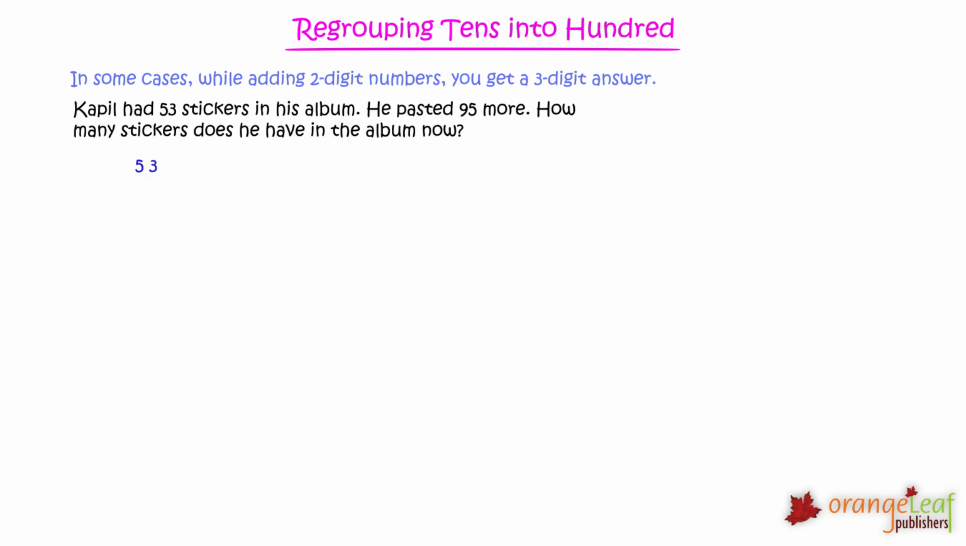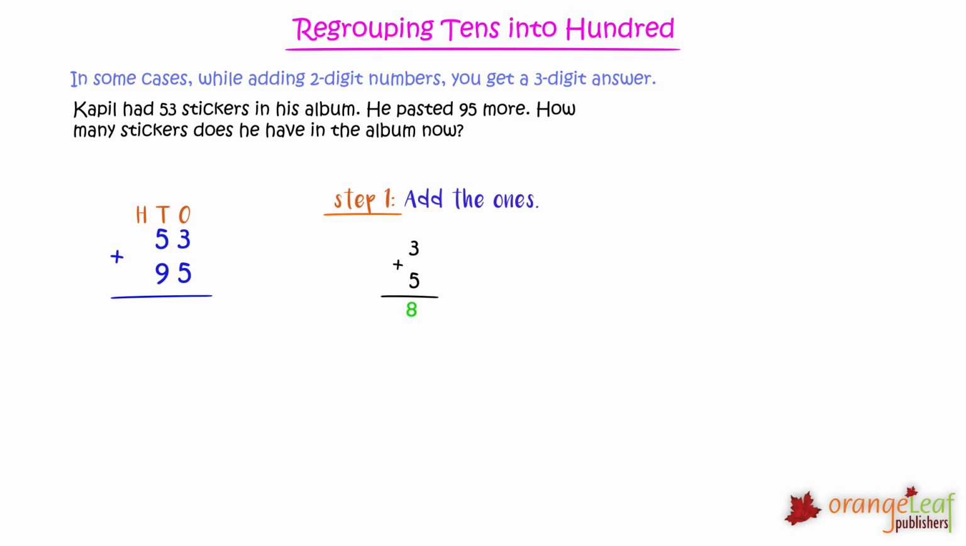Kapil had 53 stickers in his album. He pasted 95 more. How many stickers does he have in the album now? 53 plus 95. Step 1. Add the ones. Write 8 in the ones place of the answer. Step 2. Add the tens. 5 and 9 is equal to 14 tens. Regroup the 10 tens to 100. Write 4 under the tens place and 1 under the hundreds place.